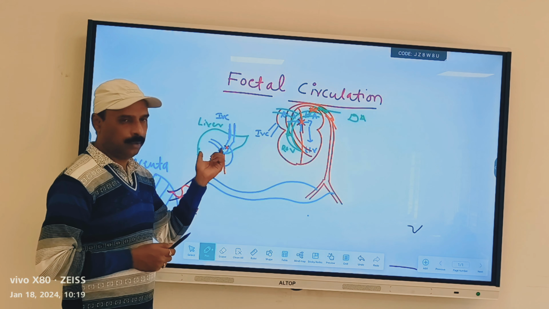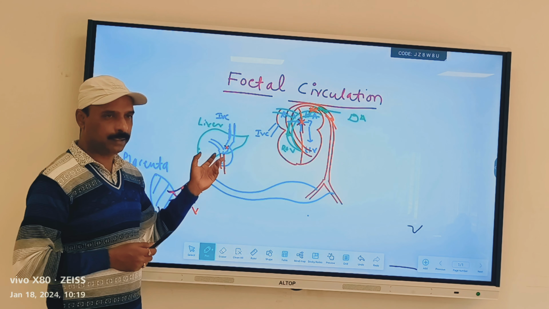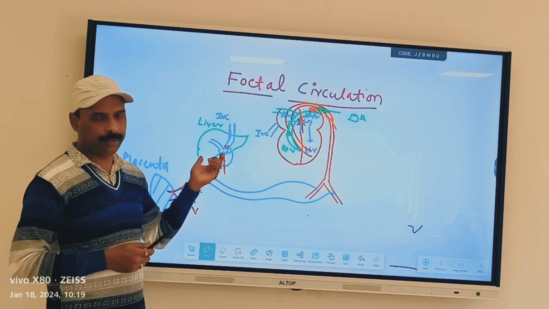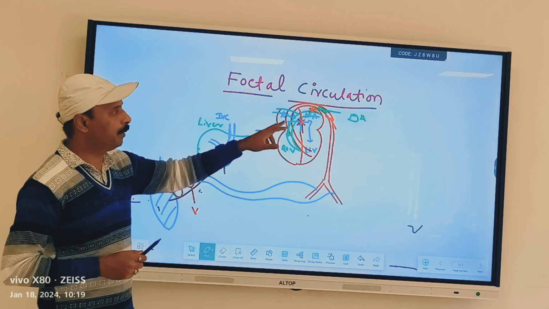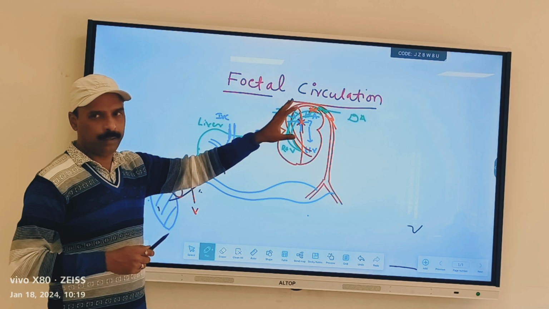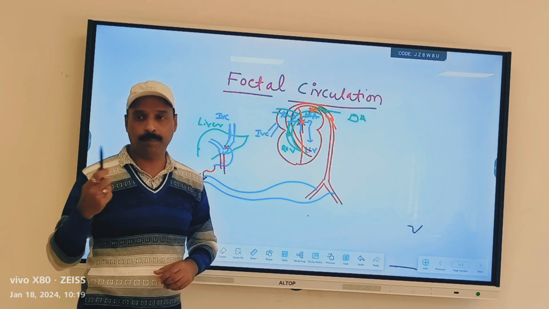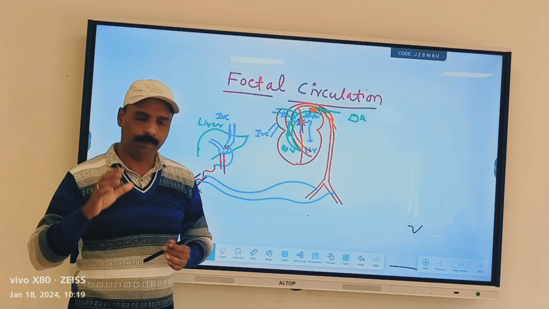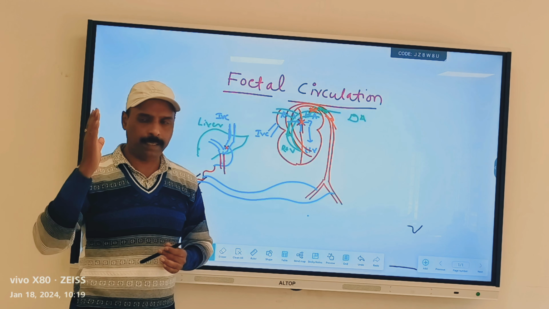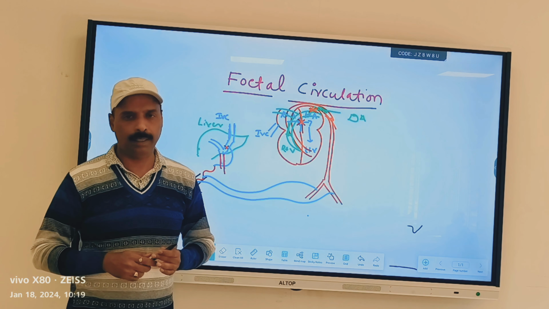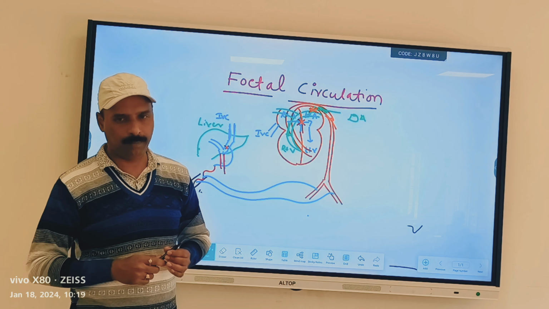Then what is the ductus venosus? After birth it forms the ligamentum venosum. Then remember the right atrium has the remnants. When the foramen ovale closes, it is closed by leaving a shallow depression, which we call the fossa ovalis.